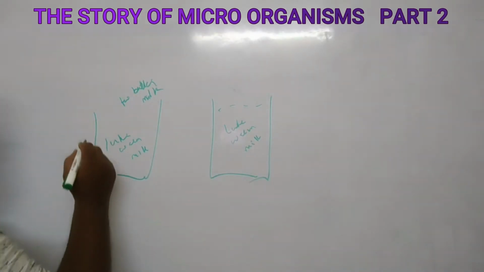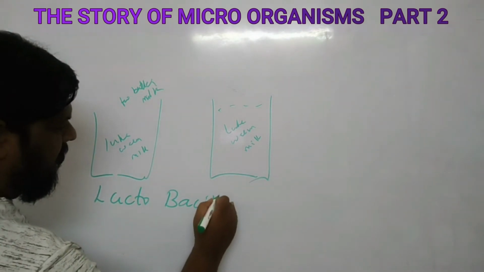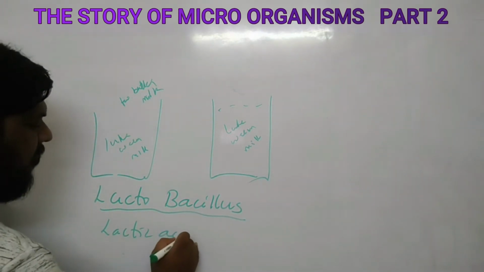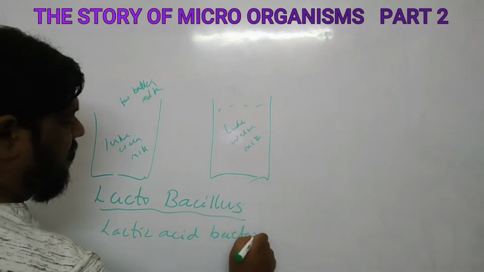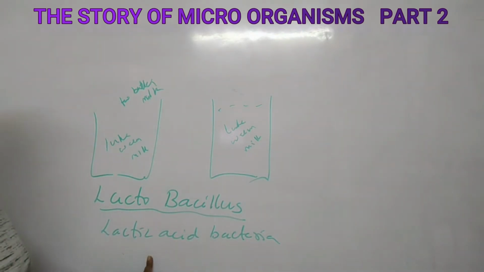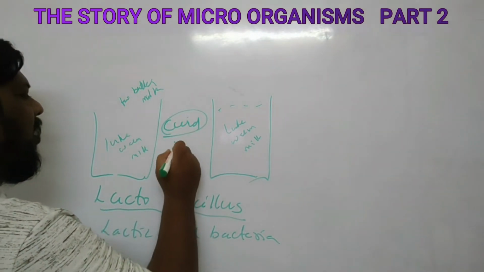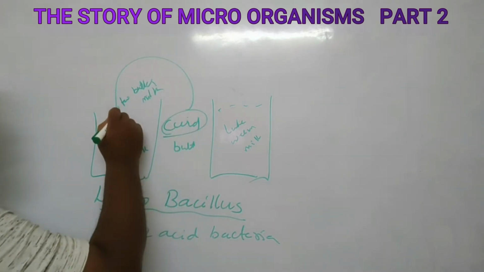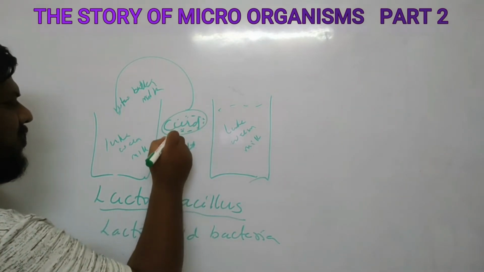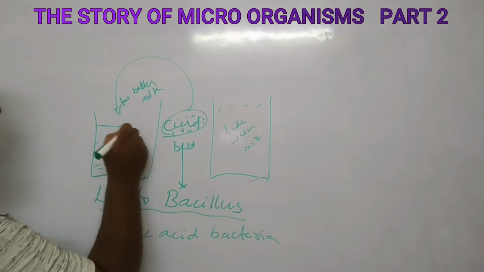The reason is the bacteria called lactobacillus. This is also called the lactic acid bacteria. This lactobacillus, or the lactic acid bacteria, is actually present in the curd. So now what you're doing, you're taking some curd or buttermilk and adding it into the lukewarm milk. That means this curd has several bacteria called lactobacillus. All these go into this milk and convert that milk again into curd.